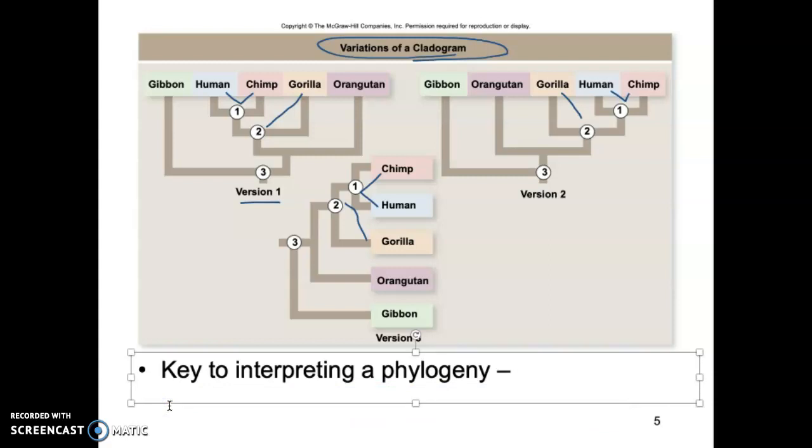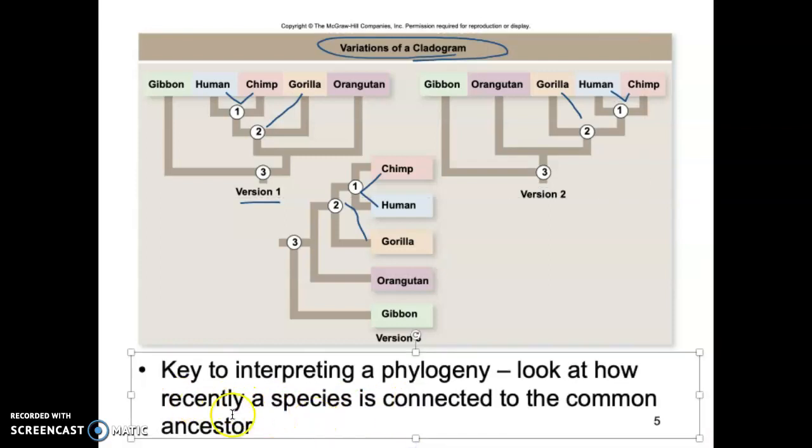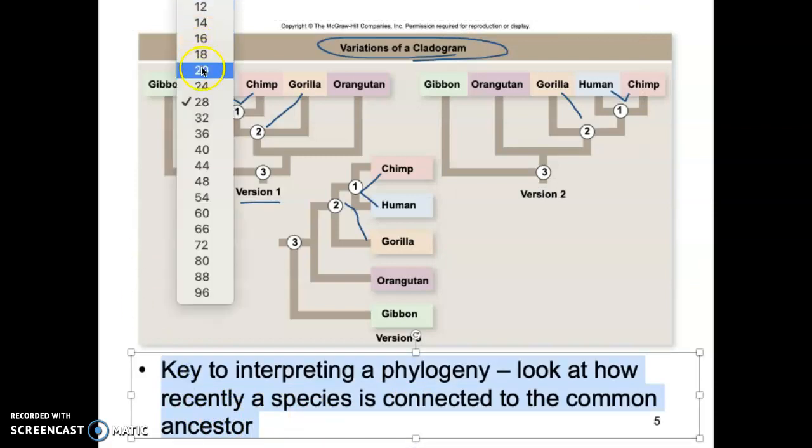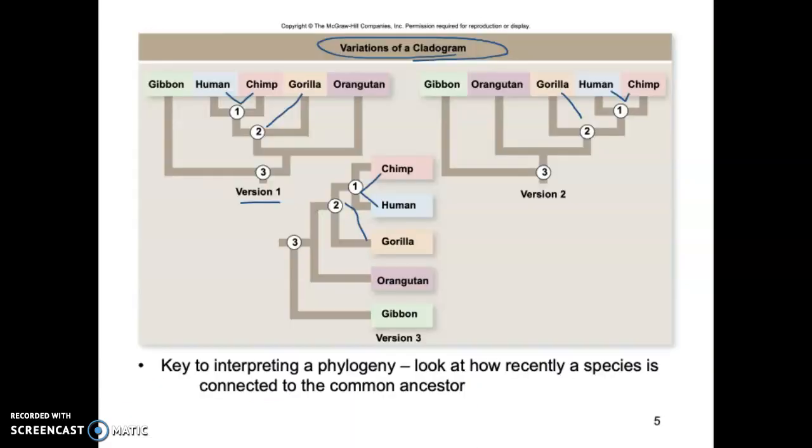There's a big key to understanding this tree. Look at how recently a species is connected to the common ancestor. Let me clean this up a little bit. All right, I'm going to change font size just to make it a little easier to see all this. So that is the key to understanding phylogeny. How recently connected are two species? That tells you their degree of relatedness. So that's the whole key.